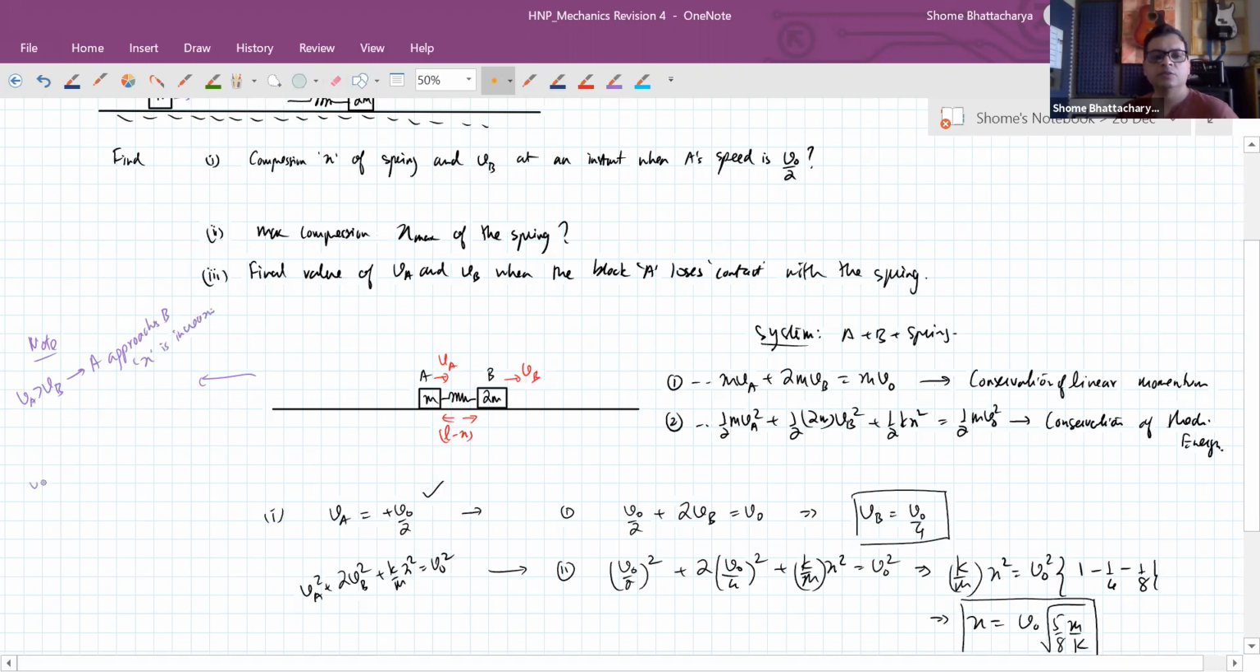Eventually, VB becomes greater than VA. So B separates from A. That is when the spring is again relaxing, so X is decreasing. But in between, there's an instant when VA is equal to VB. At that instant, X is maximum. That is the instant when X is maximum. So that is what we will incorporate in the second part.